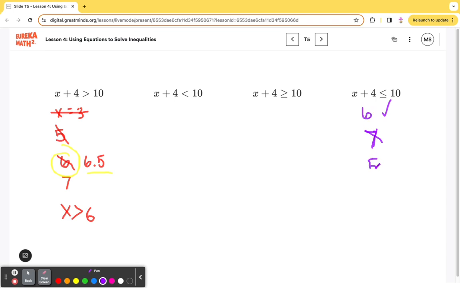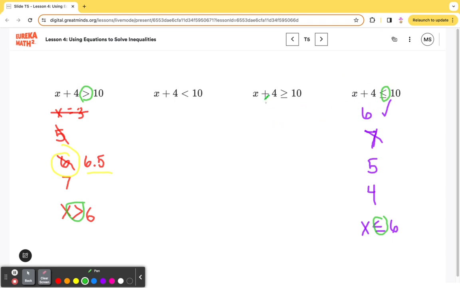It could be 5. 5 plus 4 is 9. So again, that's less than or equal to 10. 4, 3, right? It could be all of those numbers. So in this case, we would be saying that x has to be less than or equal to 6, right? We said it could be 6 because 6 plus 4 is 10. That is equal to 10, so that works. Notice how in our solutions, our inequality is facing the same way in our original inequality and in our solution, right? That did not change.